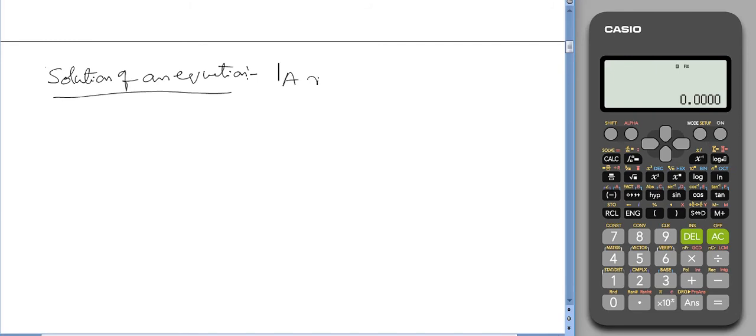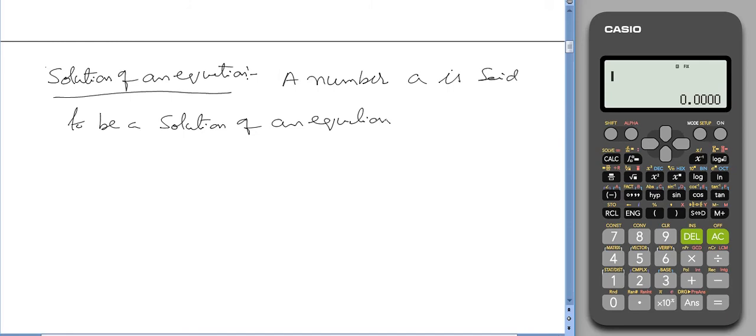A number, whether it is a real number or a complex number, whatever it may be, a number a is said to be a solution of an equation f(x) equals 0 if f(a) equals 0, nothing but a satisfies the equation. Then we will say that a is a solution of the equation f(x) equals 0.